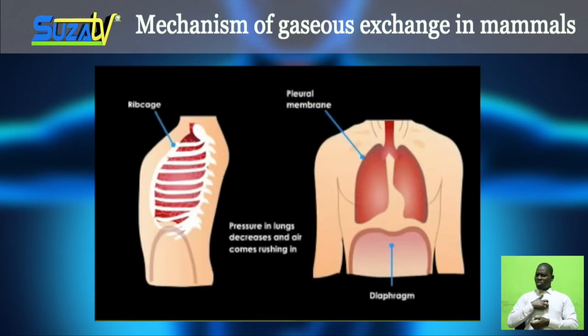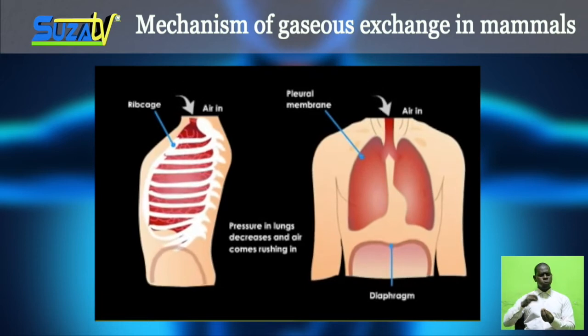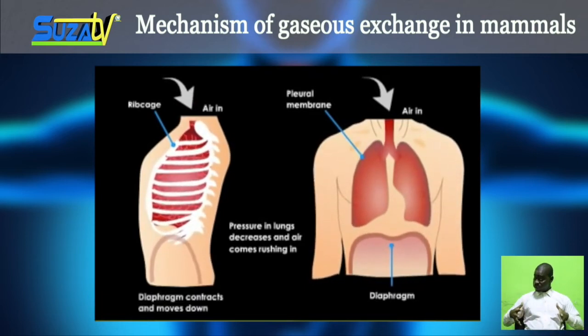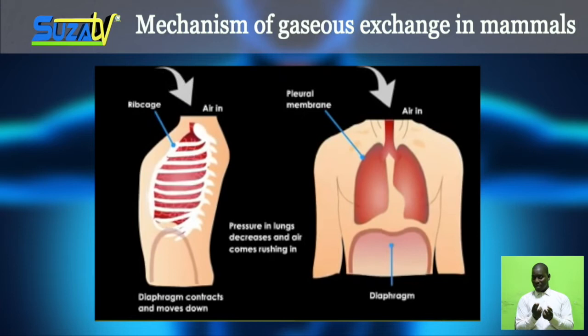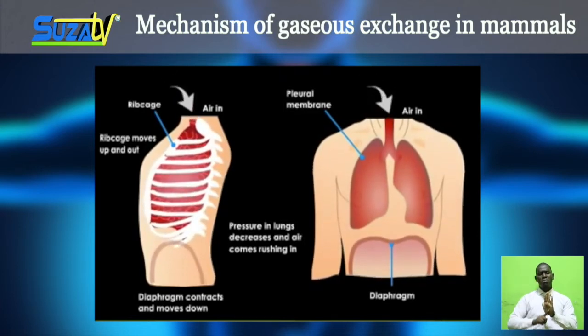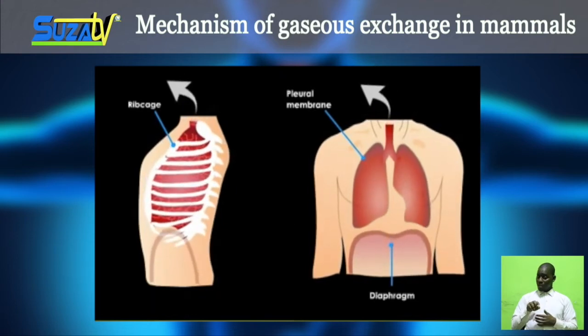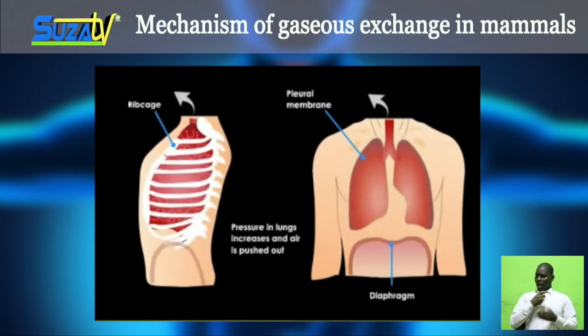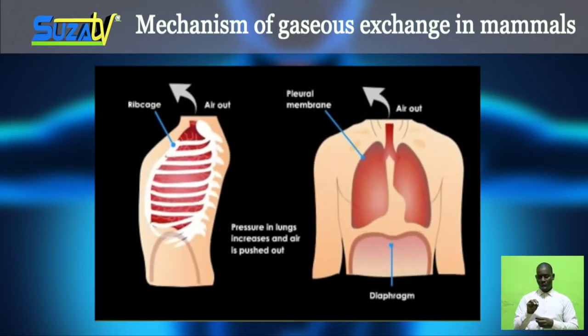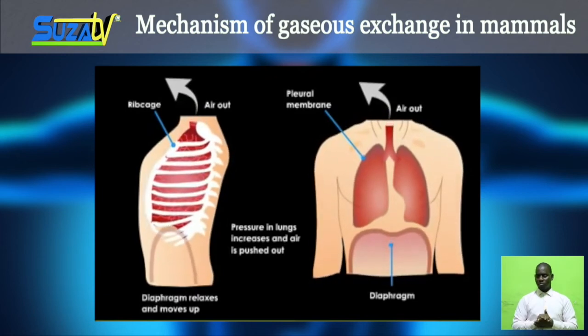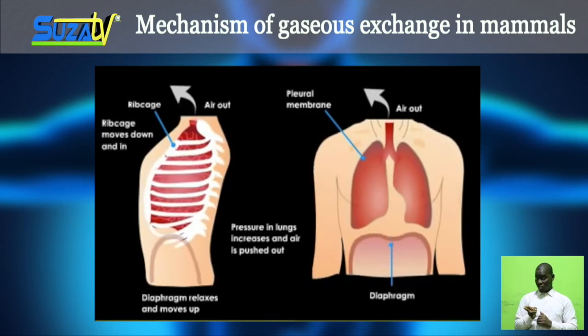Inspiration. The pressure in the lungs is decreased and the air rushes in. The muscles of the diaphragm contract to make it descend. The rib cage moves upwards and outwards. Expiration. The pressure in lungs is increased and the air is pushed out. The diaphragm becomes dome-shaped, relaxes and moves up. Simultaneously, the rib cage moves down and in.